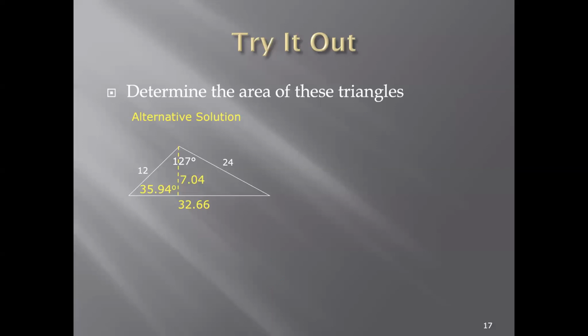Since we have already found the height and the base of the triangle, we can now find the area. Remember, the area is 1/2 of base times the height, wherein the base is 32.66 and the height is 7.04. So area is 1/2 times 32.66 times 7.04, and that is approximately 114.96 or 115 square units, which is similar to our answer earlier.